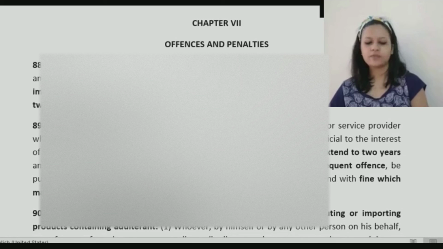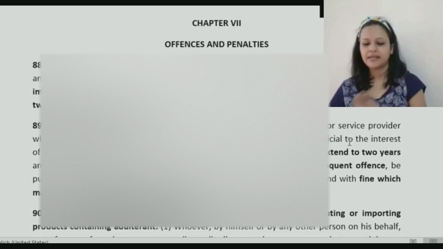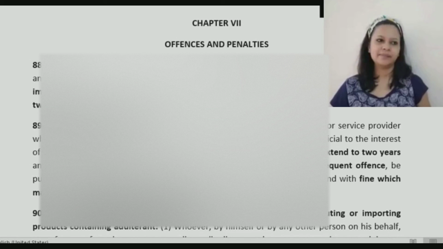Next one is about false and misleading ads. For the first time, it may be up to 2 years of imprisonment and a 10 lakh rupees fine. For subsequent offenses, it may go up to 5 years of imprisonment and 50 lakh rupees. You can remember 5 and 50. So it is for the subsequent offense: the second time, if they are again publishing some misleading ads, this may be the punishment imposed.